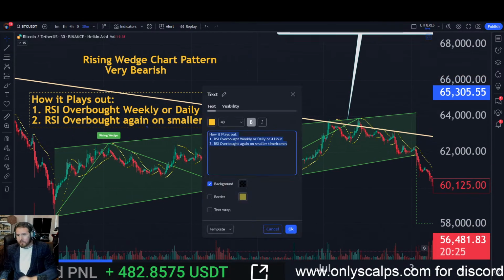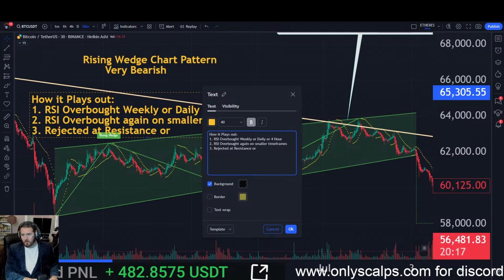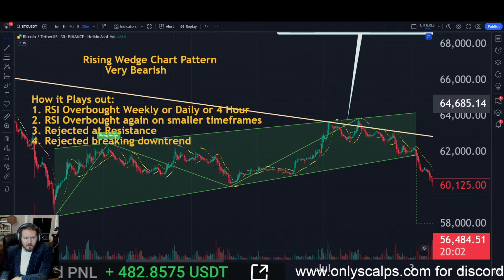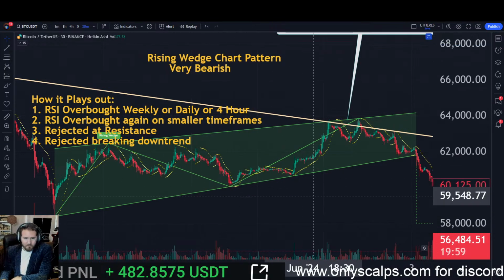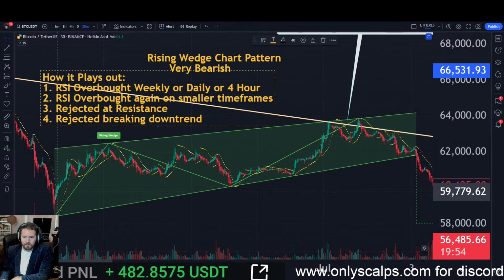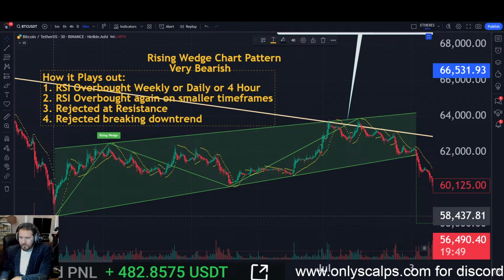And then number 3, this one's also very important: rejected at resistance. Or number 4, rejected breaking downtrend. So these are ways that a rising wedge chart pattern can make the price of Bitcoin fall. And we're going to go over here. We're going to look at the setup. So this was June 24th, 2024. This was at the bottom of the wedge.